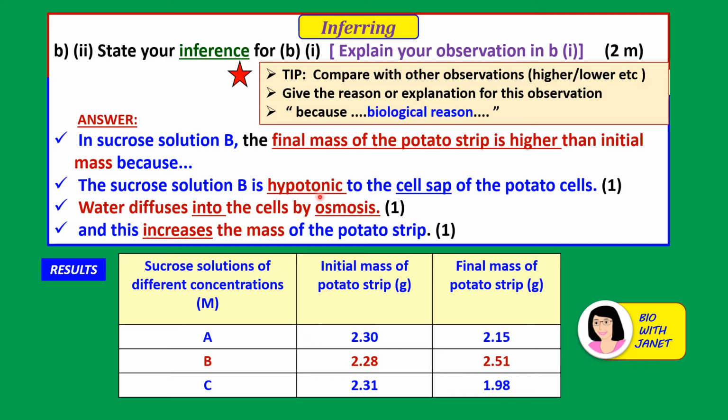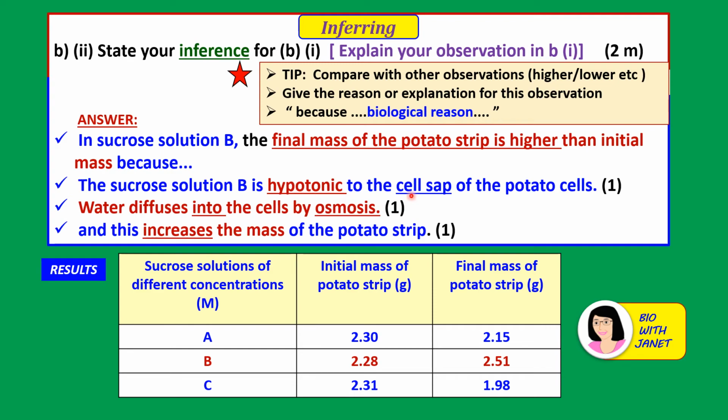Now, this is related to the concept of osmosis. So why did the potato strip in B gain mass? Actually, it is gaining water. The water has diffused into the potato strip by osmosis. So it's because the sucrose solution B is hypotonic to the cell sap of the potato cells. This word hypotonic means it has a high water concentration but low solute concentration, low concentration of sucrose, the solute. So hypotonic or dilute, but here the right term is hypotonic. Use the word hypotonic to get your 1 mark.